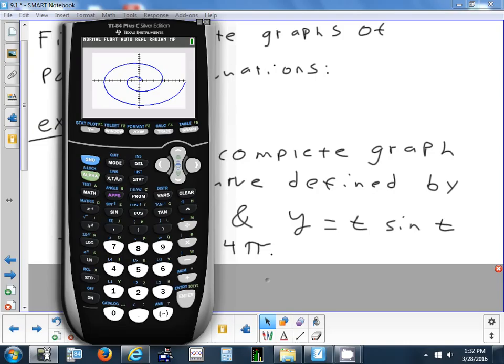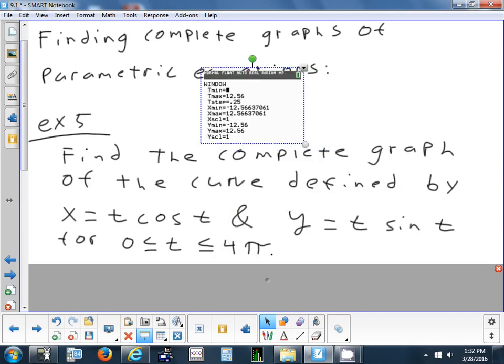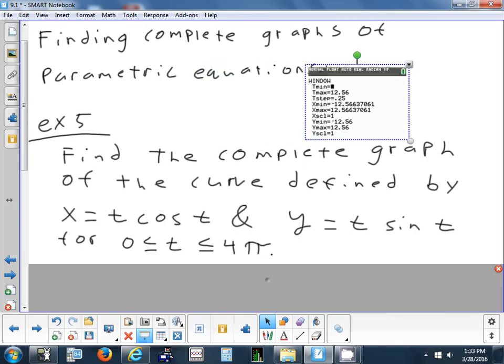What's that? Looks like Gary's shell. Yeah. Actually, maybe it doesn't go the other way. It goes the other direction. Okay, so any questions on that one? So there's your t mins and t maxes.